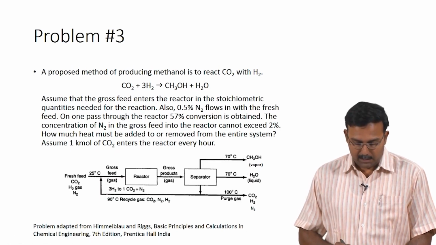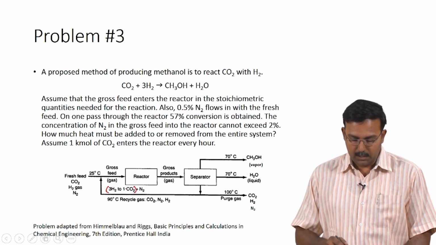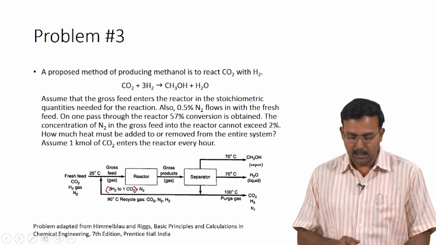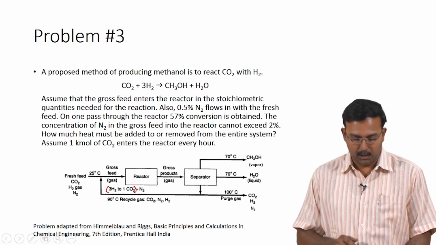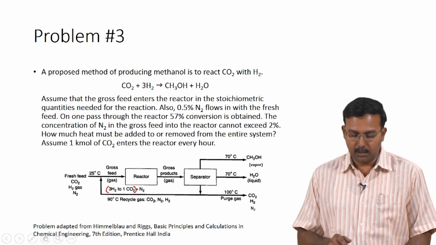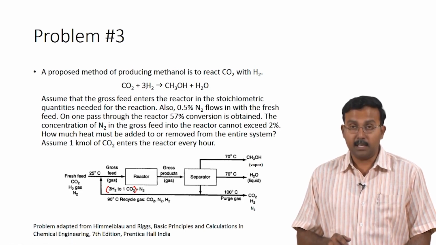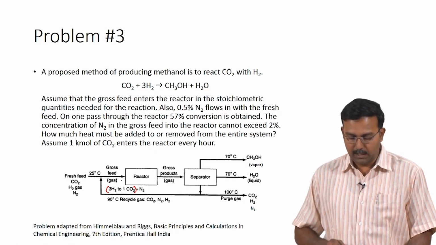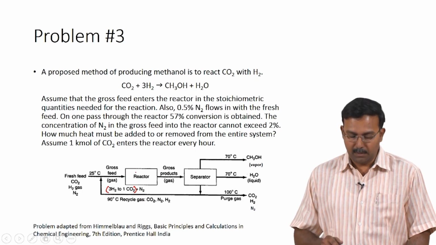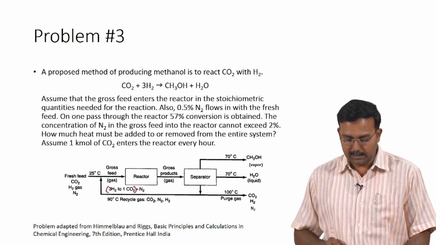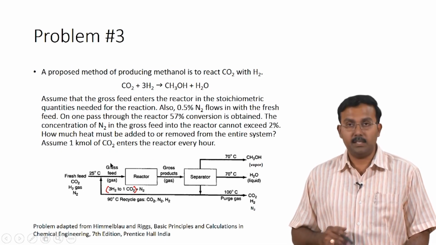Here what you have been given is 3 moles of hydrogen per mole of carbon dioxide, which is the stoichiometric ratio with which it is coming in. It has been told that the gross feed enters the reactor in the stoichiometric quantities needed for the reaction, and based on the reaction equation we know that for every mole of carbon dioxide there are 3 moles of hydrogen required. So, that would be the ratio which has been given here, and this gross feed enters the reactor where 57% conversion for a single pass is obtained. So, the gross feed, if you were to take the reactor as the system, then you would have 57% conversion.